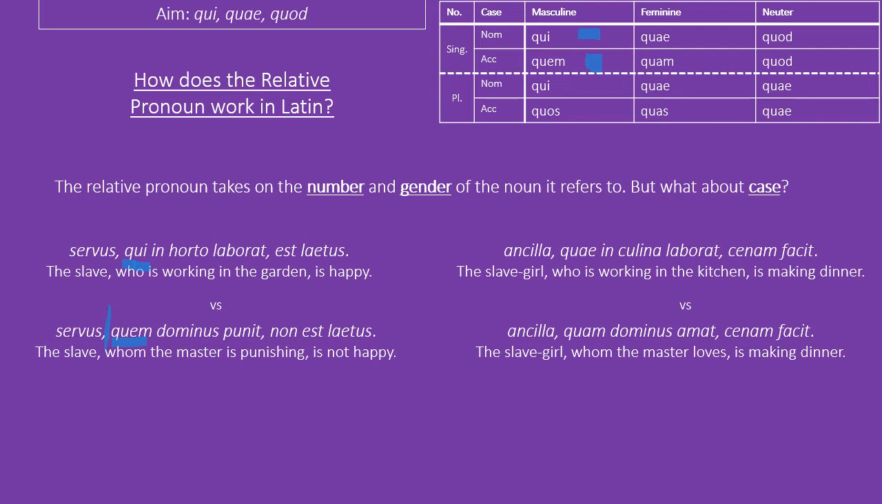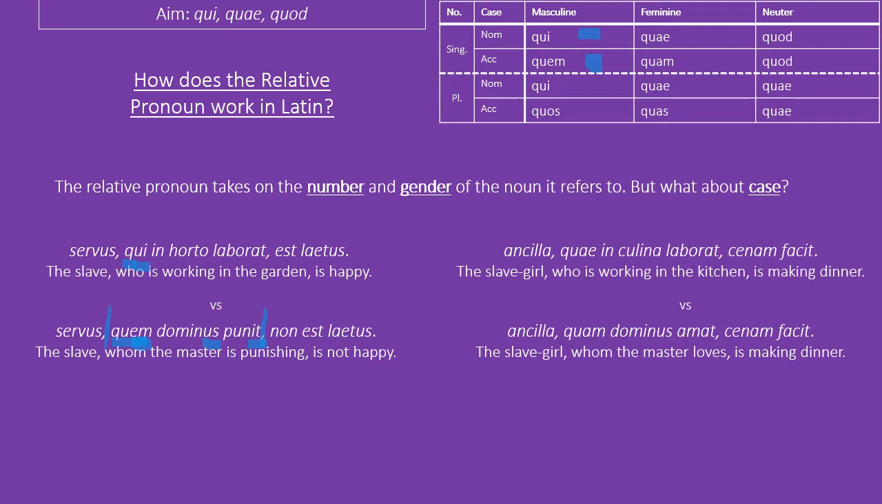So this subclause here almost works like it's its own sentence. Not quite, because it is still referring to the main sentence, but it nearly works like its own sentence. We have a nominative, dominus, we have a verb, punit, and we have an accusative that's having the verb done to it, quem. Notice that slave is masculine. It is masculine, but it's also nominative. The slave is not happy. He is being something. He is nominative. But the quem is accusative.